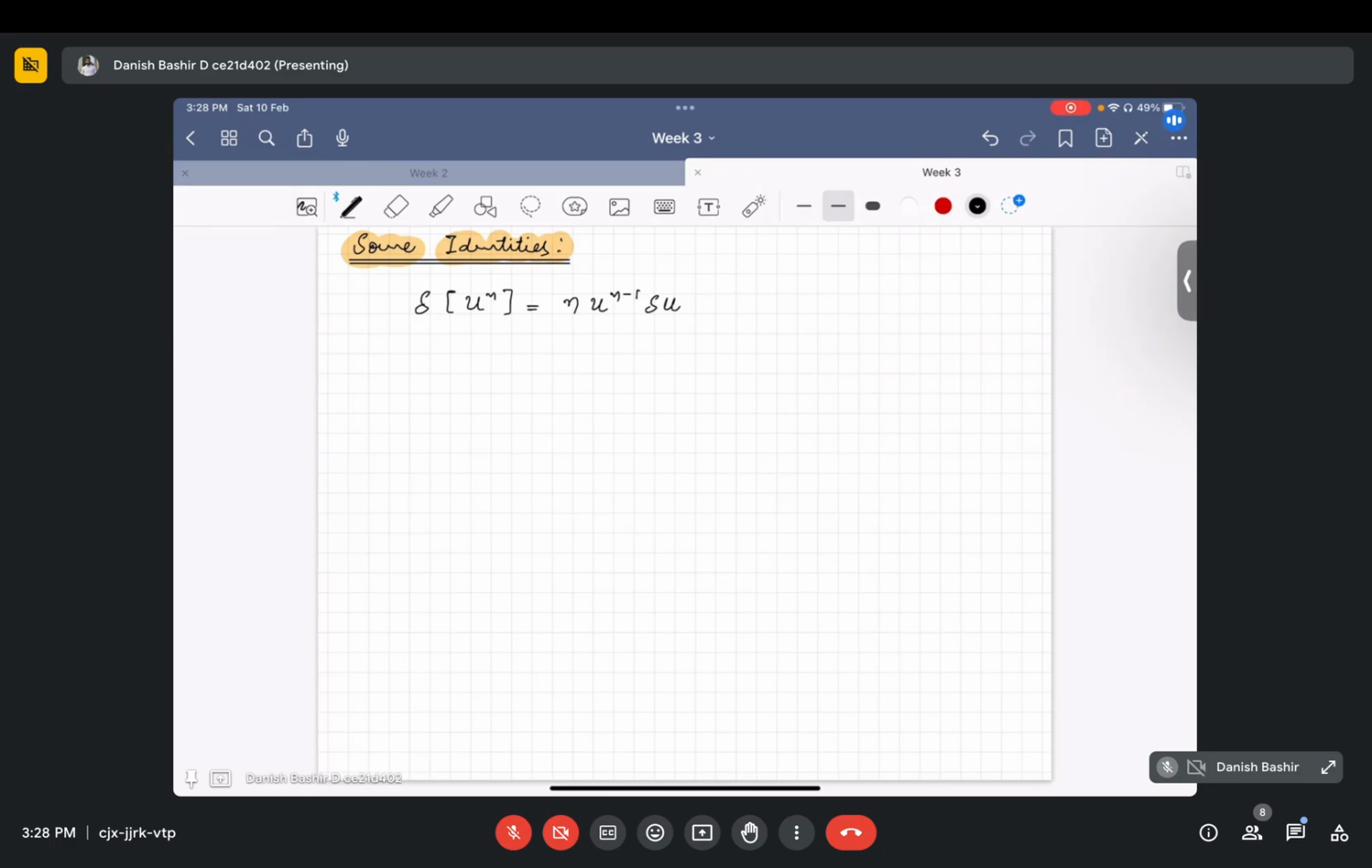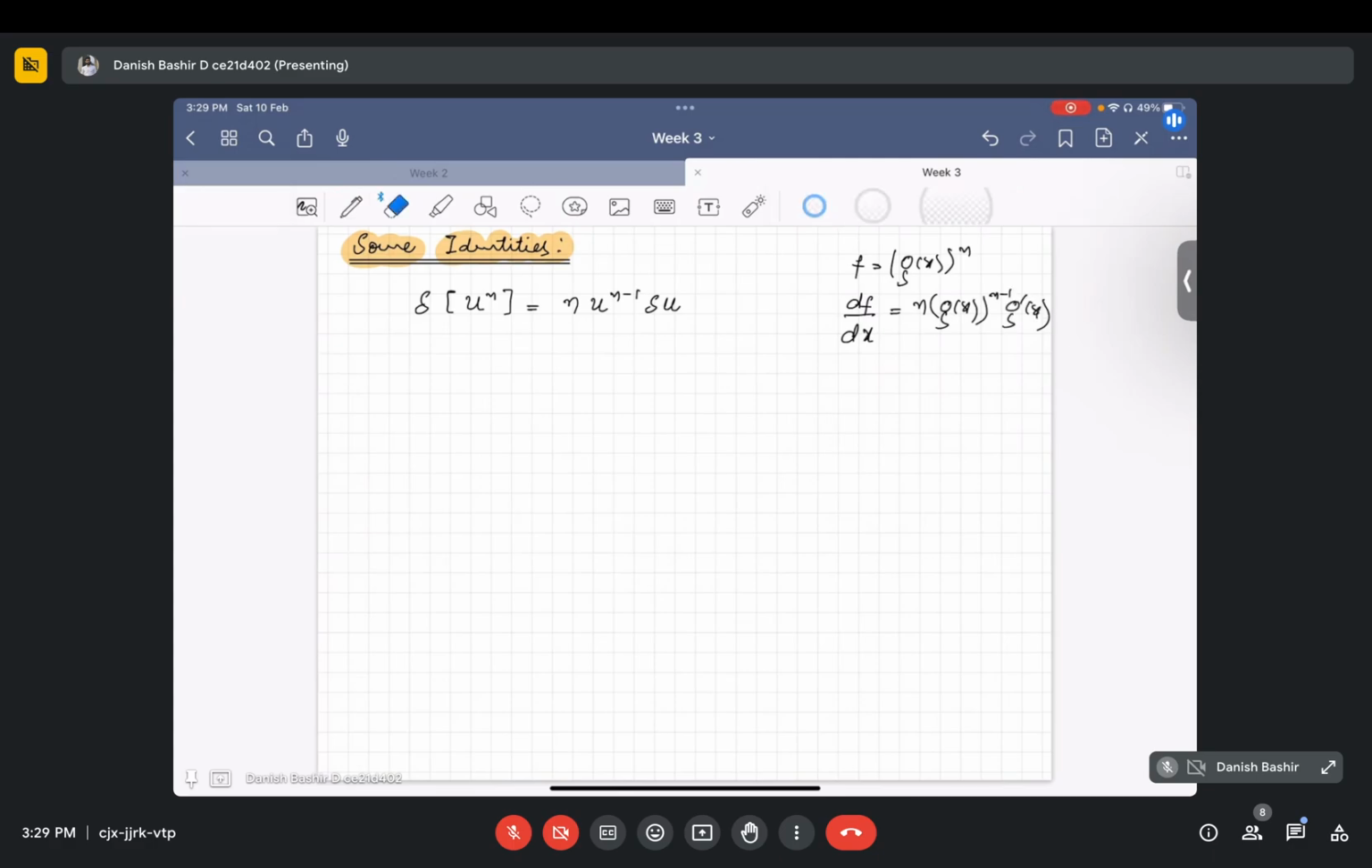You know that, for example, we have f equal to g of x whole power n. You say df by dx is equal to n g of x to the power n minus 1 times g dash of x. It is similar to that one.